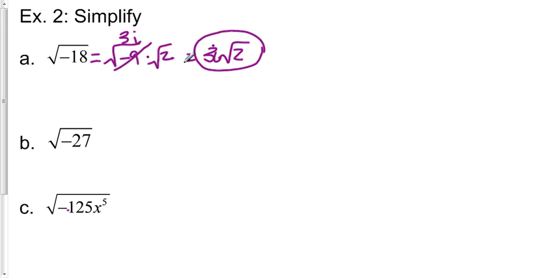Negative 18 is negative 9 times 2. Simplify the square root of negative 9 into 3i, and you're done. Let's look at letter B.